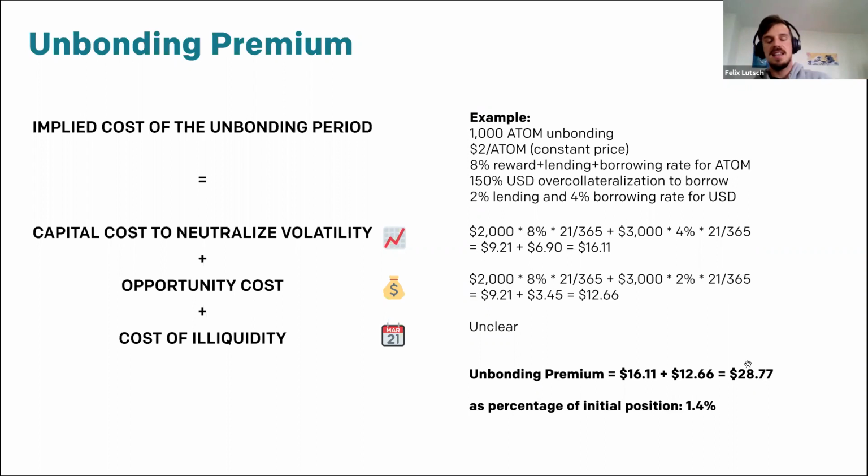And essentially the core outcome here, as a percentage of your initial position, is 1.4% in this specific Cosmos example with the assumptions we made, right? So what can be expected is probably between 0.5 and 2% more or less. It really depends a lot on how big these rates are in practice, and also how long the unbonding period is for the given protocol.